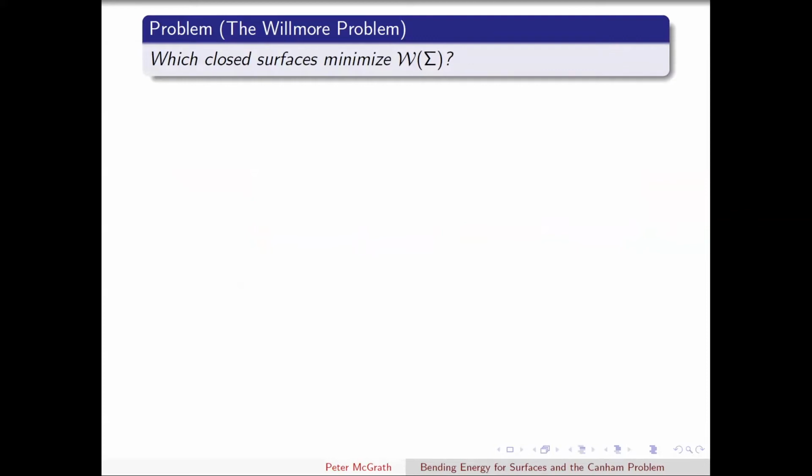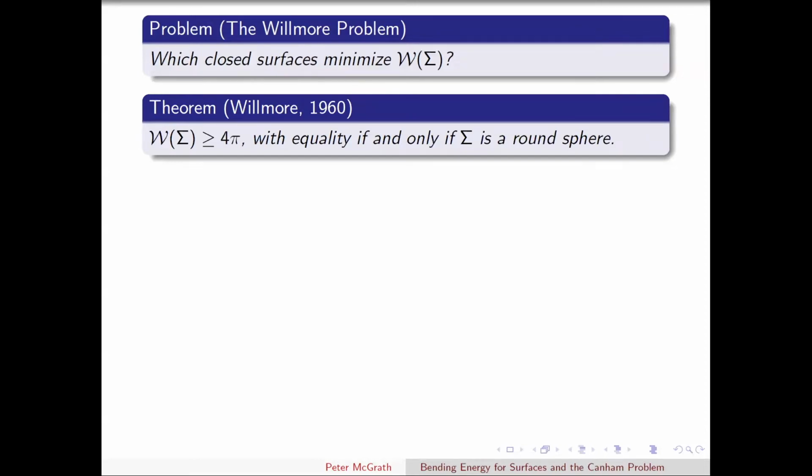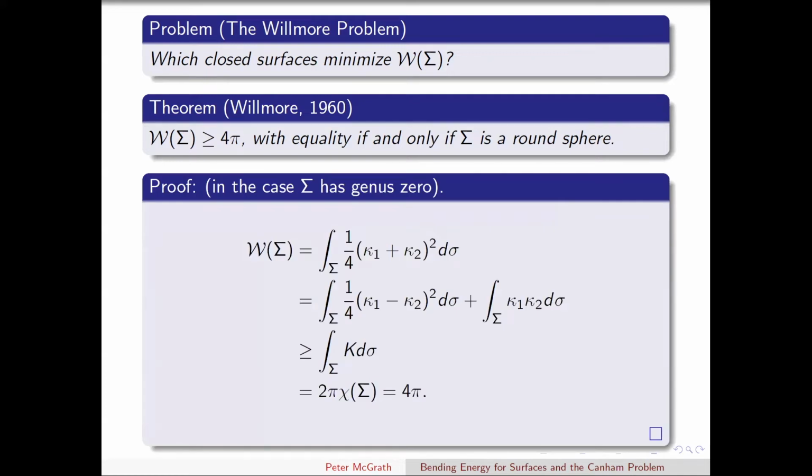So what is the problem we're interested in? This is known as the Willmore problem. We can ask most simply, what closed surfaces minimize the bending energy? If I want to consider a surface and say, how cheaply can I bend the surface so that it closes up? This is the basic question, or a basic question. And the simplest version of this question has a very simple and satisfying answer. Willmore, about 60 years ago, proved that you always cost Willmore energy at least 4 pi, and you can only ever achieve 4 pi if you're exactly a round sphere. That's the story. Fortunately, there is a very simple proof.